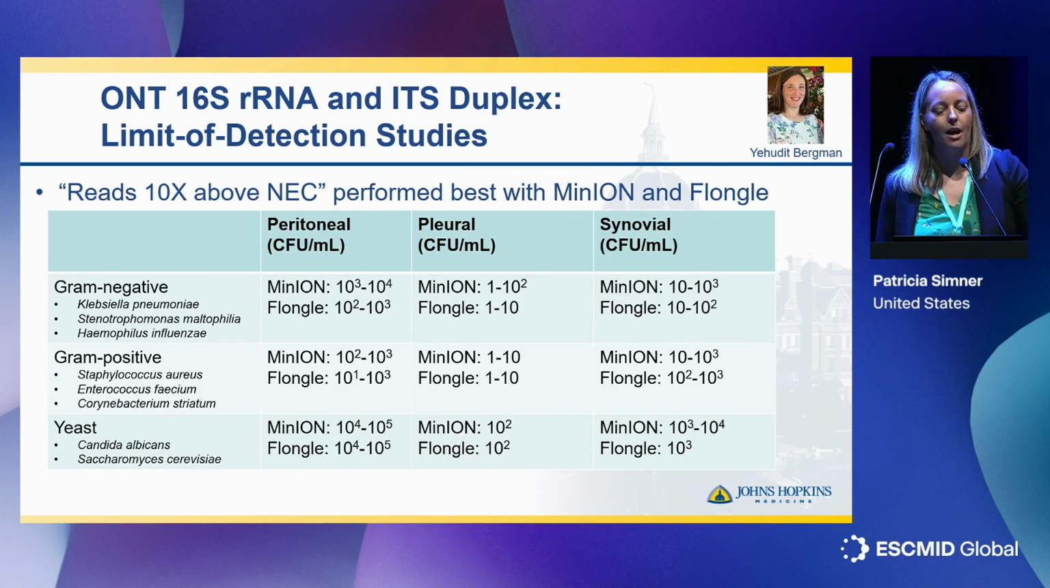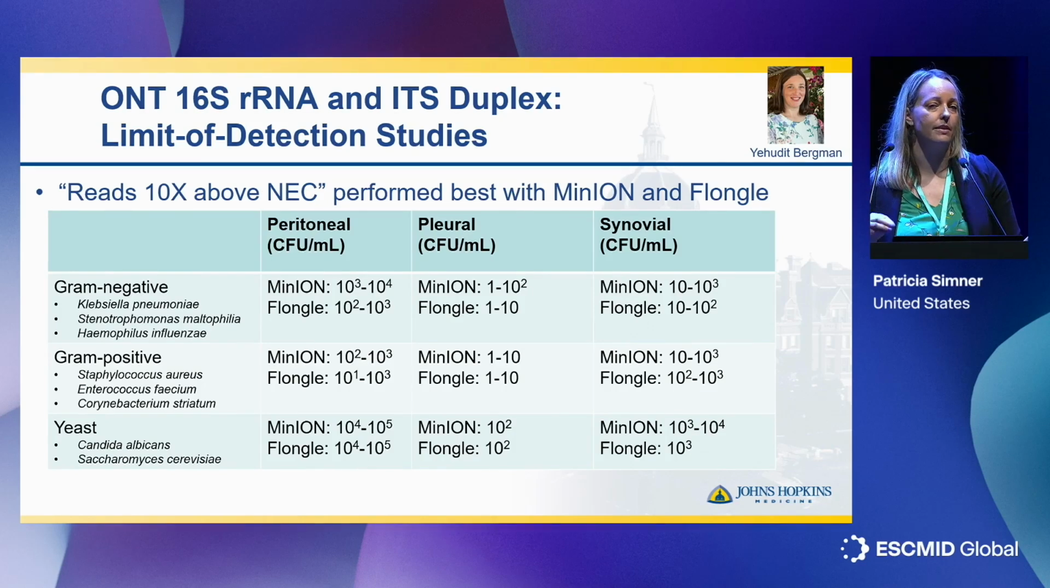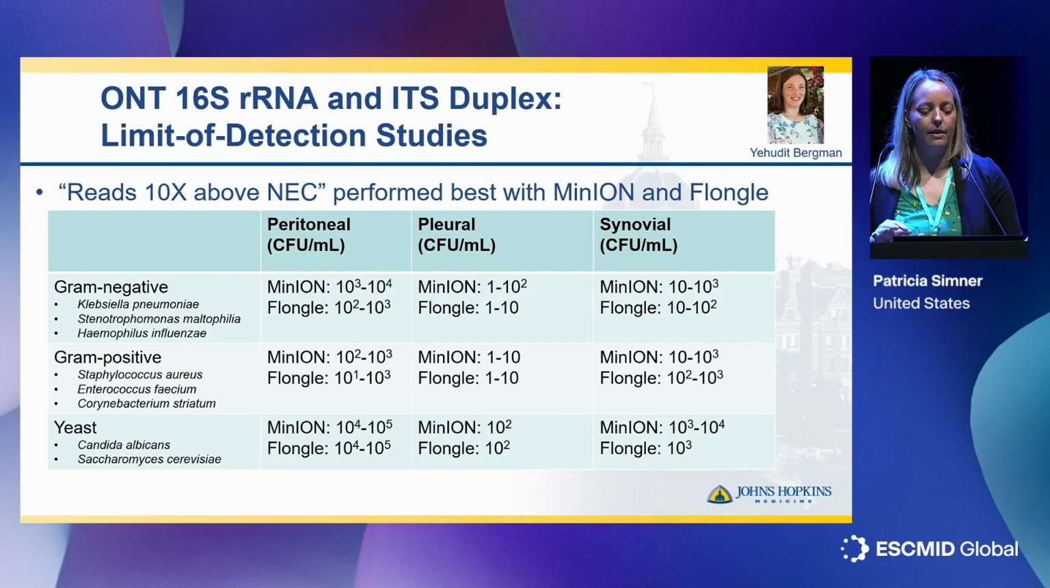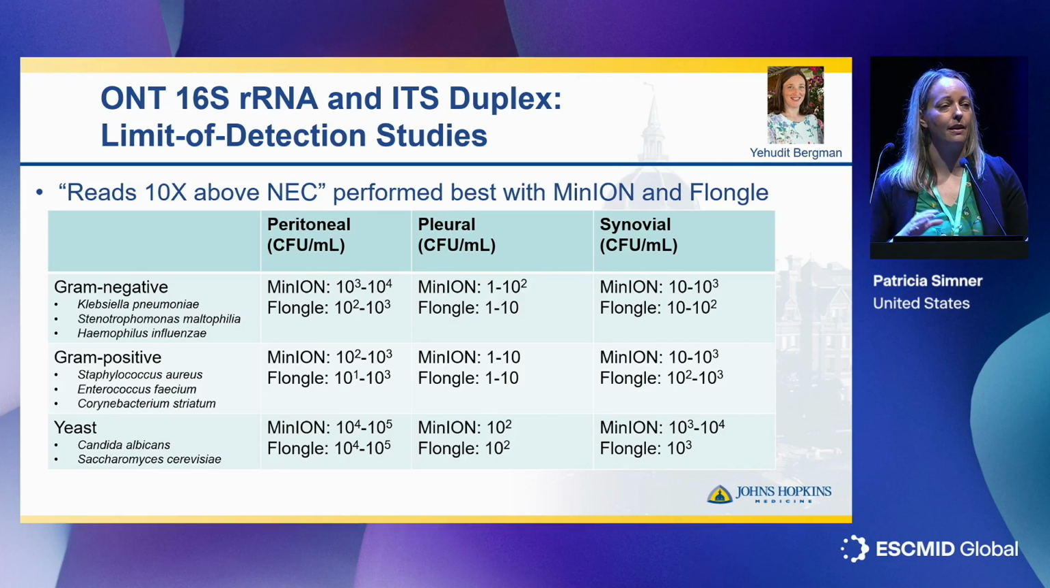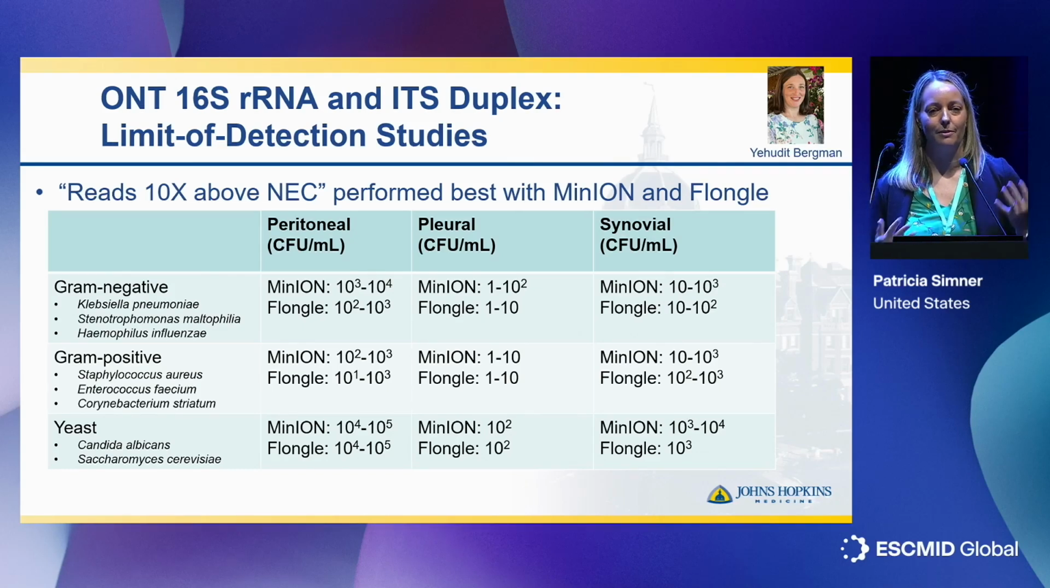So the first thing, once we started to define that, was trying to understand what our limits of detection are with this assay. In this particular table, I'm presenting the cutoffs using the reads that are 10 times above the negative extraction control. That was the threshold that performed best in our studies. It's also the threshold that we apply for our Illumina sequencing, so it was nice that we can keep that threshold consistent.